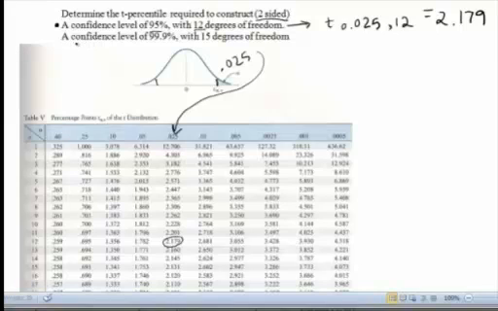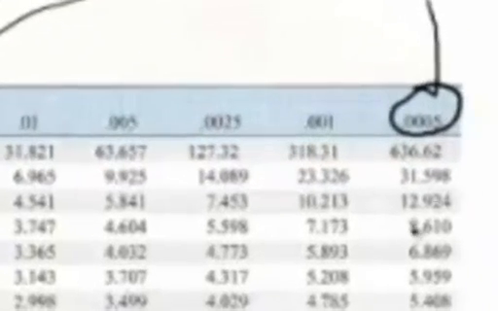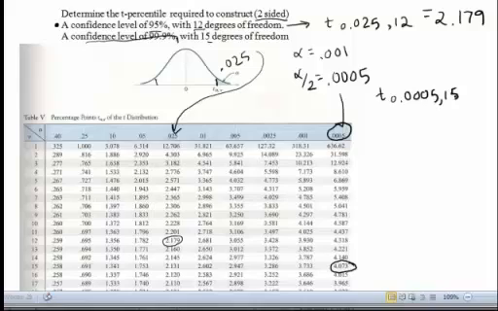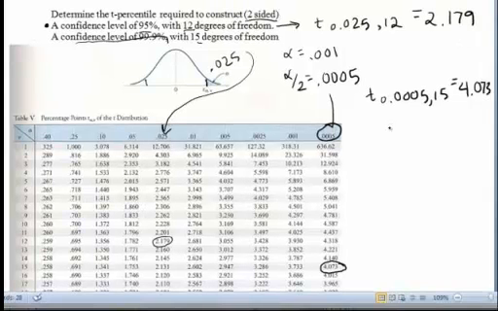Now let's go to the second one, which is a confidence level of 99.9% with 15 degrees of freedom. So 99.9 means that alpha has got to be 0.001, which means alpha over 2 is 0.0005. Well, let's see if we can find that. Aha! It's right down here. We said 15 degrees of freedom, so we're going to look over here: 4.073. So now we know that t of 0.0005, 15 is going to be 4.073. And hopefully now you can see it better.